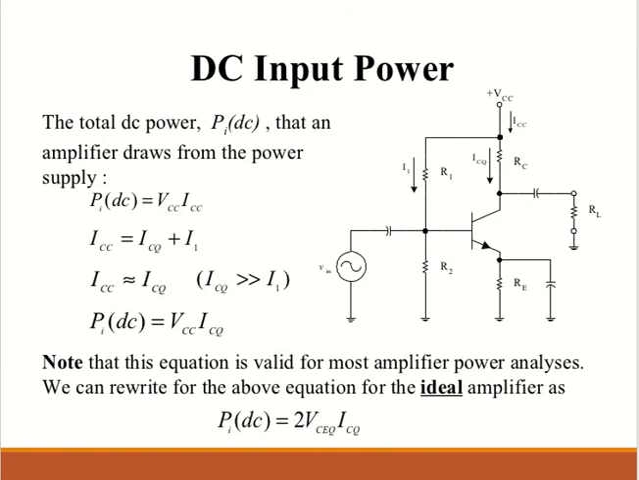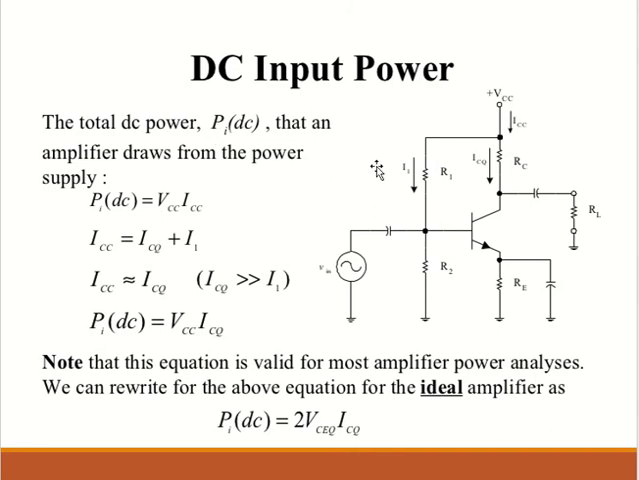We want to find out the collector efficiency. Collector efficiency is the ratio of output AC power to the DC input power. So in case of DC input power, this is the circuit for Class A amplifier. Here we have a transistor, one resistance RE at the emitter terminal, and RC at the collector. This is the voltage divider network R1, R2, and this is the supply we have.